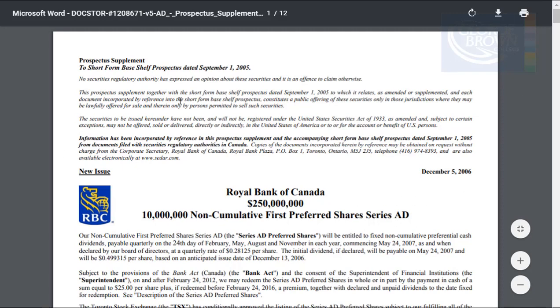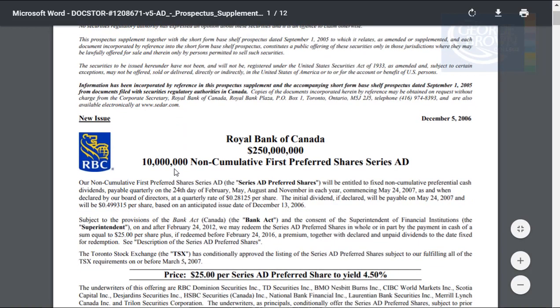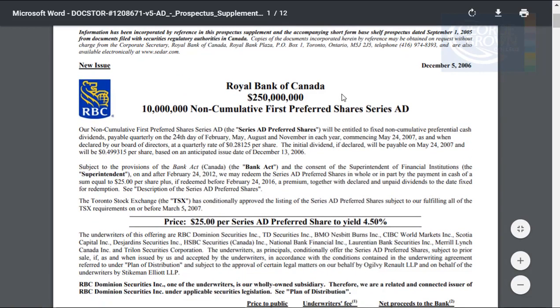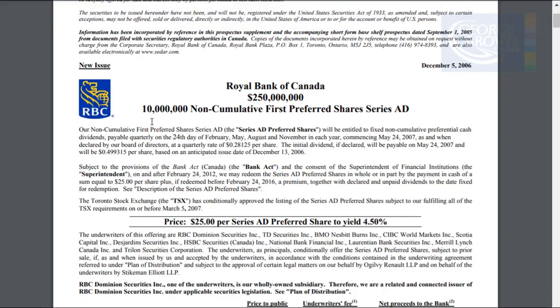Okay, so I'm opening this prospectus, and you can see it was dated September the 1st, 2005, and you can see here that the Royal Bank of Canada raised $250 million by issuing 10 million non-cumulative first preferred shares Series AD. So this was a non-cumulative preferred share, okay? And you can see here that the price is $25 per Series AD to yield 4.5%.